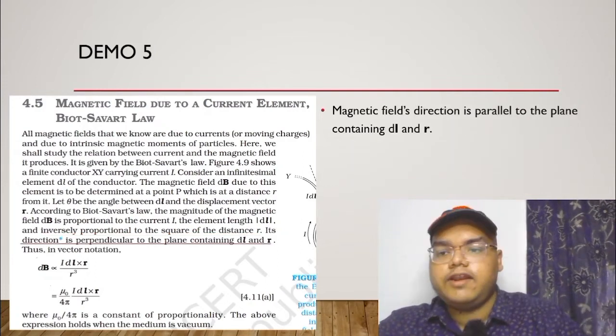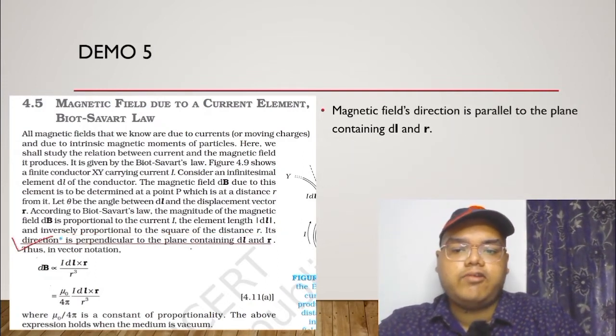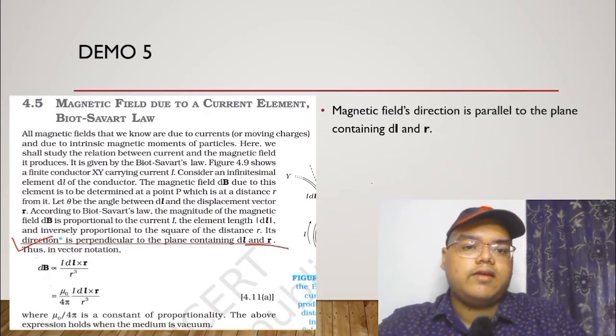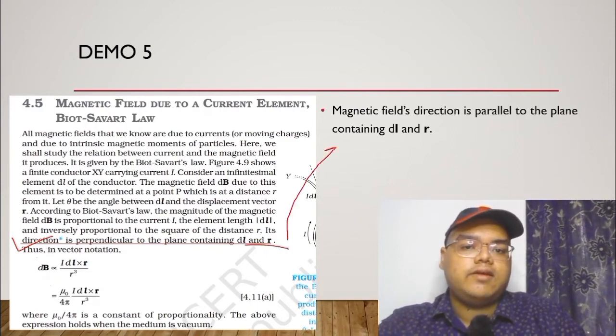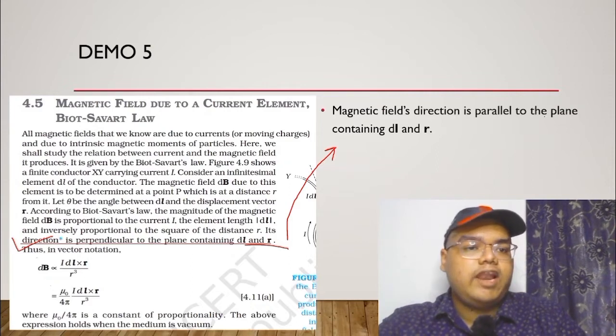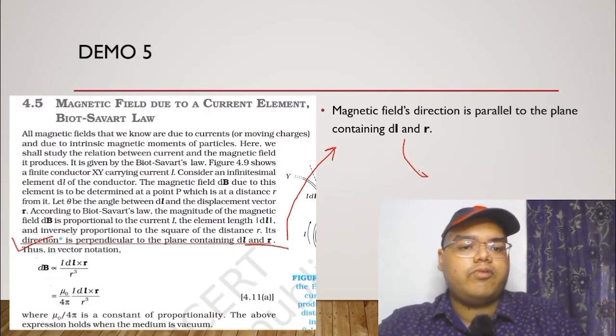Okay, next, here it is given the direction is perpendicular to the plane containing dl and r. Here I have made a statement based question. Magnetic field's direction is parallel to the plane containing dl and r, so it will obviously be false.